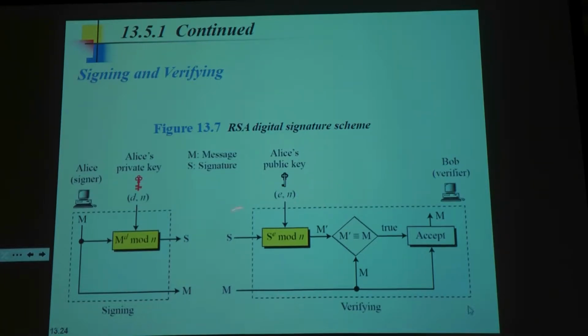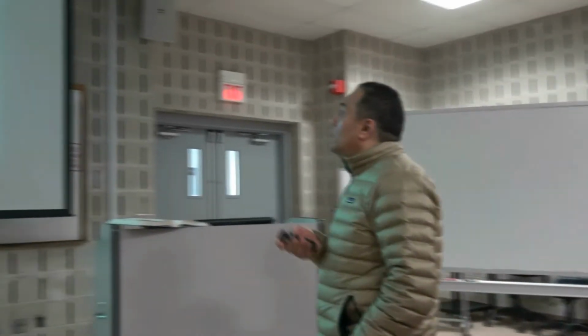At the verification, you get the message, and you need to calculate the message again. So you have the signature, S to E. What is E? The public key, and that will give you supposedly the same message. If the message equals the message, then true, accept the message. If not, don't accept the message. There is no trick in here. RSA. If you know how to do RSA, you know how to do digital signature using RSA. Clear? All right.